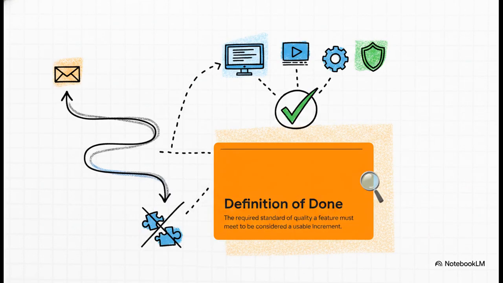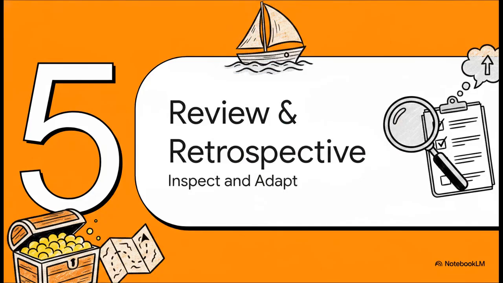But how do we actually know when a task moving across our board is finished? Well, that's where the definition of done comes into play. For our MOOC, an email registration feature isn't done just because the developer finished writing the code. Definitely not. It must be tested, working flawlessly, integrated into the real environment, and completely secure. If it doesn't meet this strict standard of quality, it is not a usable increment and it cannot be presented at the end of the sprint. Simple as that.